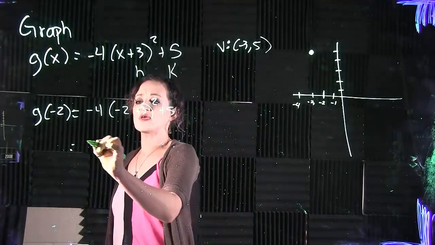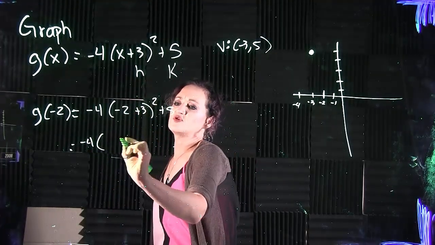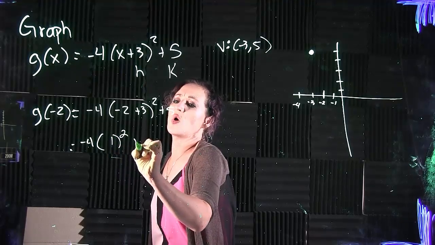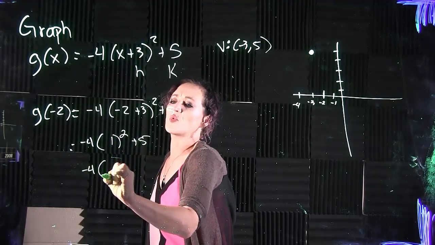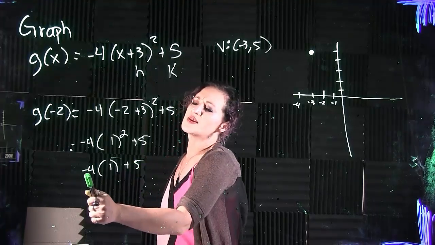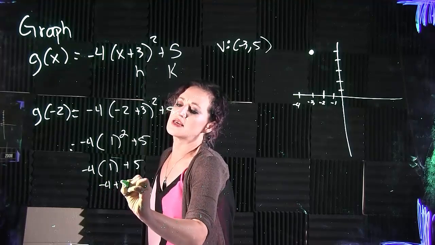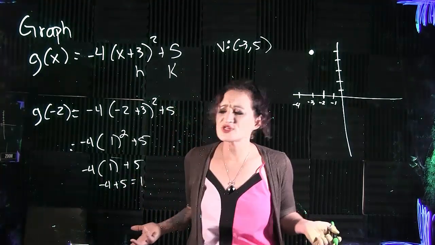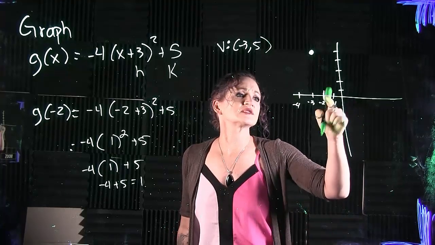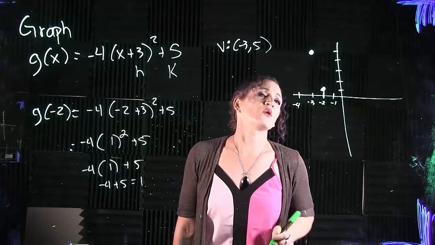So when we simplify this, always work with your exponent first. Negative 2 plus 3 is just 1. And when we square 1, 1 squared is just 1, which means we're left with negative 4 times 1 plus 5, which is negative 4 plus 5, which is 1. So that tells us that when x is -2, y is 1.